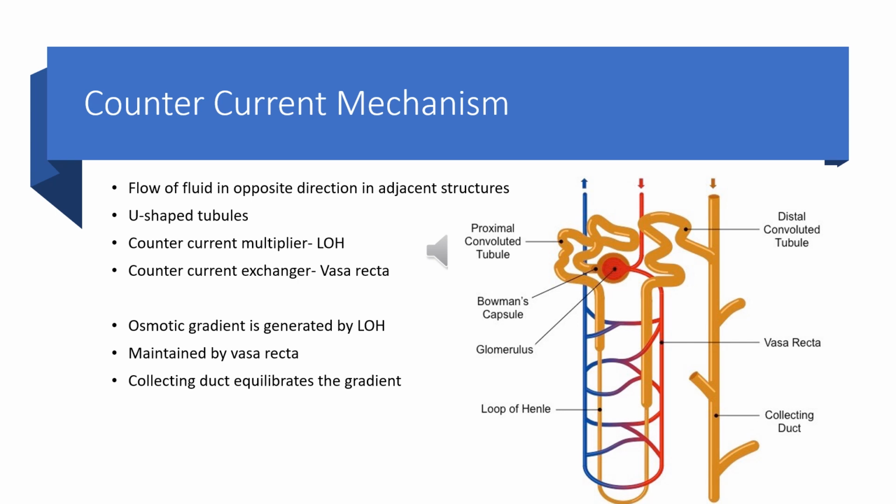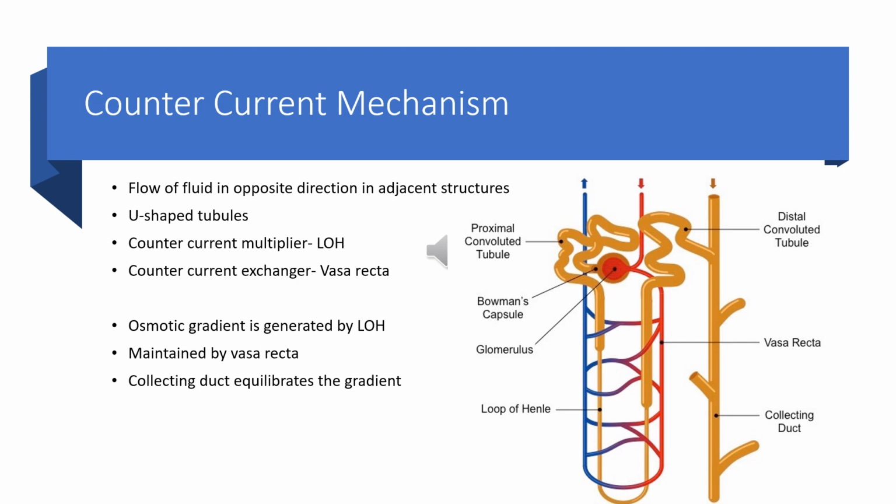Countercurrent mechanism. It is a unique mechanism in the kidney which helps in the concentration of urine. The term countercurrent means flow of fluid in opposite directions in adjacent structures. We have seen the loop of Henle. It has a descending limb and an ascending limb which are adjacent to each other, and the flow of fluid is in opposite direction. So the countercurrent mechanism is a system of U-shaped tubules in which the flow of fluid is in opposite directions in the two limbs of the U-shaped tubules.